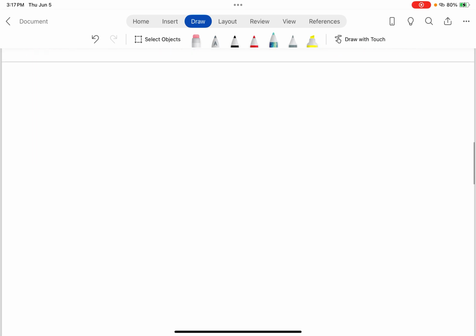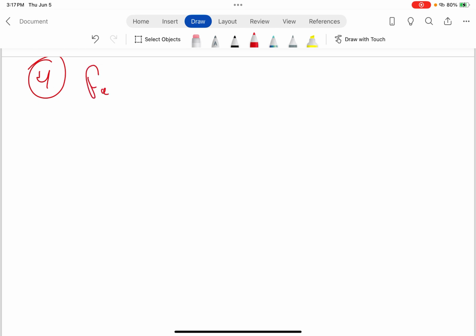Now let me go with another method. Let me call this method 4, which is factoring trinomials using the quadratic formula.